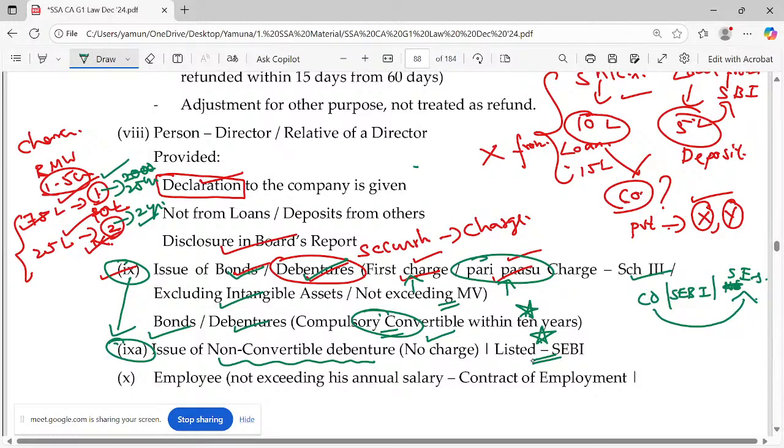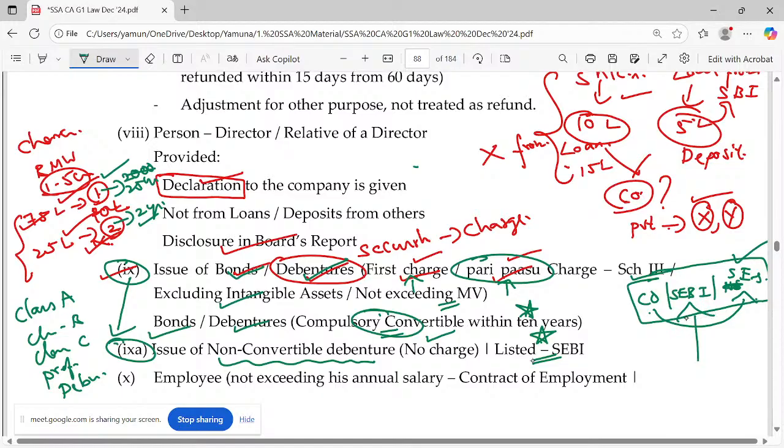My company has Class A share, Class B share, Class C share, debentures, and also preference share. Class A, B and C are equity shares, plus preference shares and debentures, convertible or non-convertible, whatever it is. I'm entering into this tripartite agreement. What do you mean by tripartite? The company is requesting the stock exchange to list the securities, and when you go for the listing agreement, you have to strictly follow SEBI's regulations.